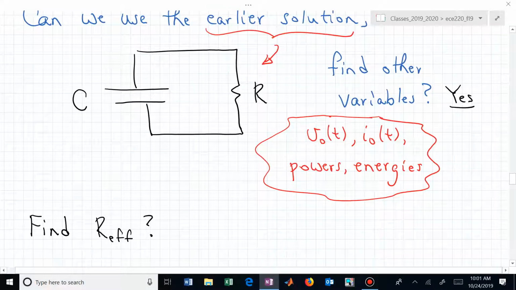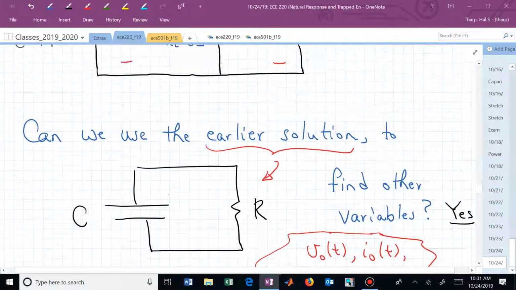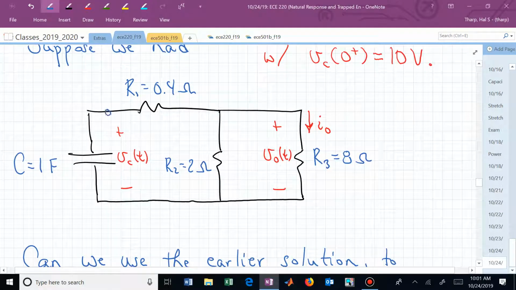That's going to require us to find R effective. And what is R effective in this case? I'm now wanting to look to the right from A and B. I now want to see what's the effective resistance that that capacitor sees. Do you see that you could simplify it if you just combined R2 and R3 as parallel resistors?